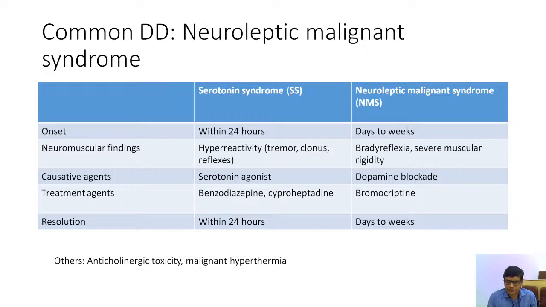So now, differentiating this serotonin syndrome from another clinically similar scenario, neuroleptic malignant syndrome, which is basically seen with the antipsychotics. Okay, and this serotonin syndrome is basically seen with the drugs which modulate the level of your monoamines in the form of serotonin, SSRIs or MAO inhibitors. There are certain differences in the clinical features of these two conditions also. Serotonin syndrome presents within hours, whereas neuroleptic malignant syndrome takes some days or weeks to manifest. In terms of neuromuscular findings, there is hyperreflexia in serotonin syndrome, whereas it's bradyreflexia and severe muscular rigidity in neuroleptic malignant syndrome. The causative agent is a serotonin agonist in serotonin syndrome, whereas it's dopamine blockade in neuroleptic malignant syndrome.